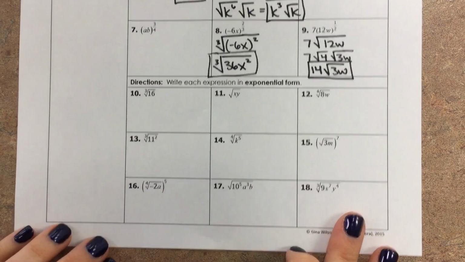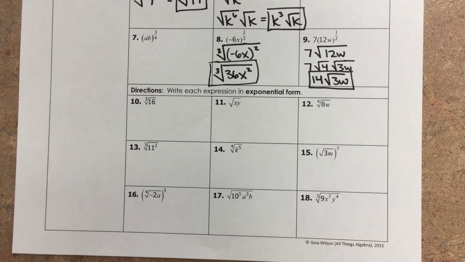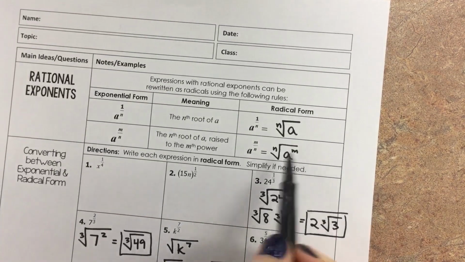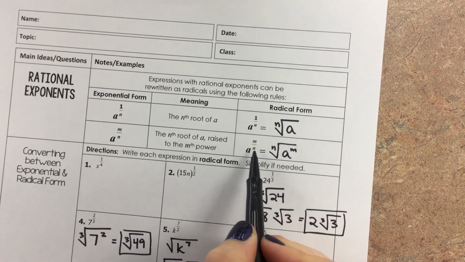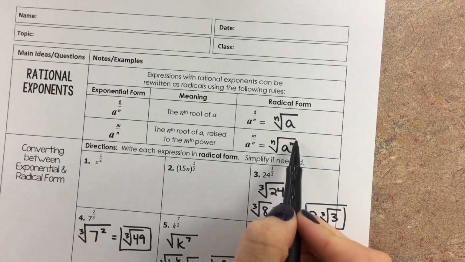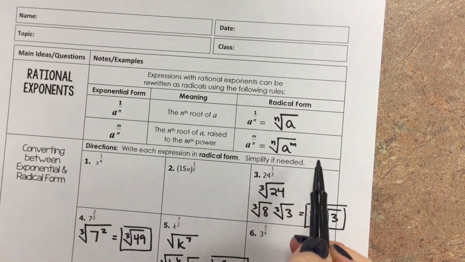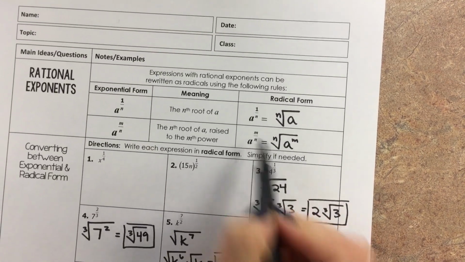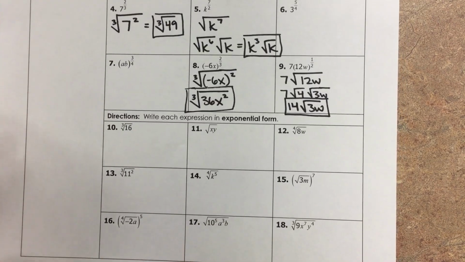All right, bottom section, we're going back in the other direction. So if you can start out in this form, that means you should be able to write it in this form. So whatever you have here becomes the numerator for your exponent. Whatever you have here becomes the denominator for your exponent. So we're gonna do a handful of these, starting with number 10.